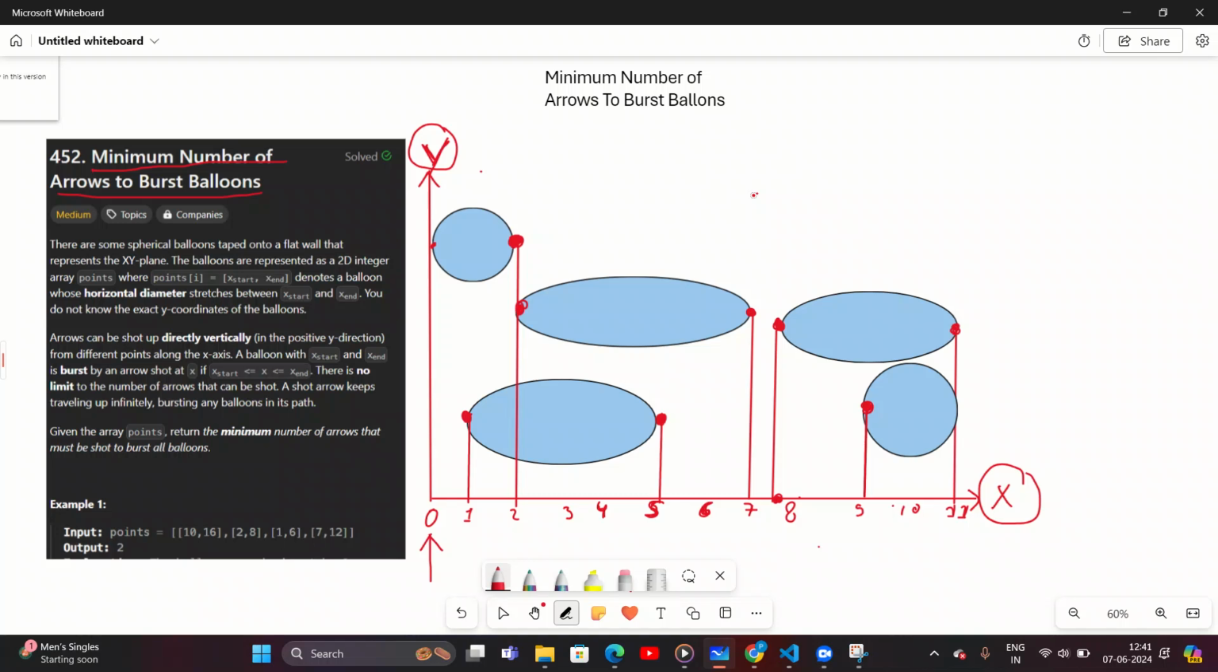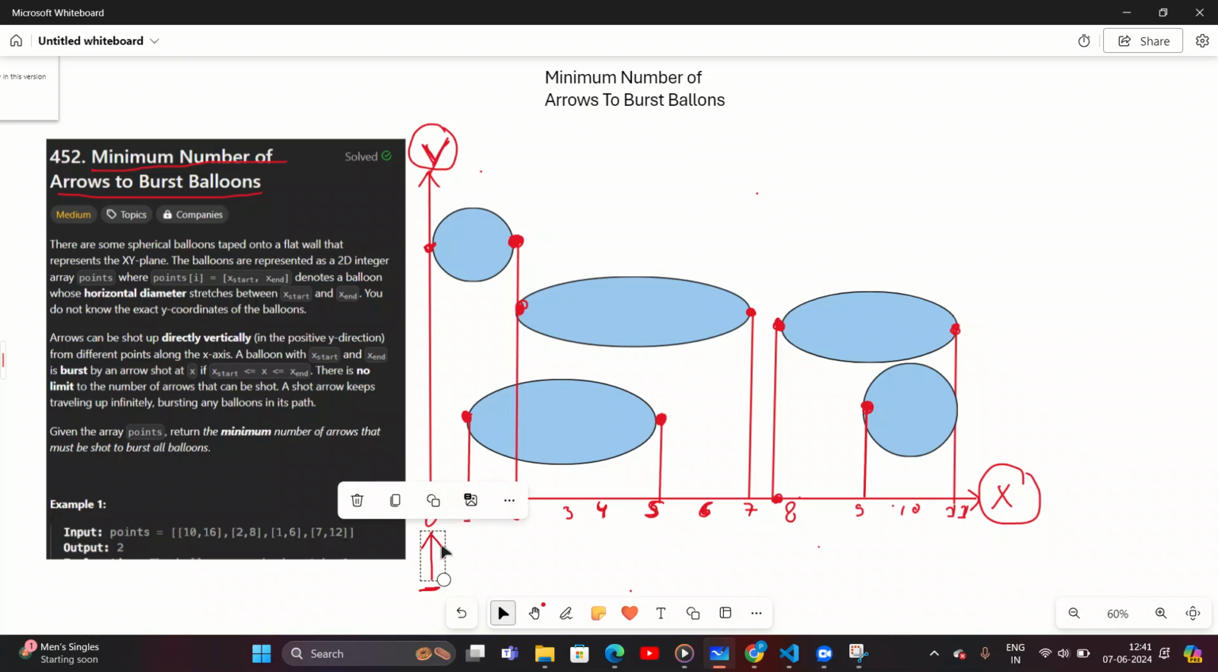So what it is trying to tell us is that we can shoot this particular arrow in the vertical y direction, and we can traverse along the x direction. So basically we can shoot from any of these particular points. Now we can shoot this arrow in the upward direction. This is what the problem statement is trying to tell us, and it will burst a balloon which comes in its way.